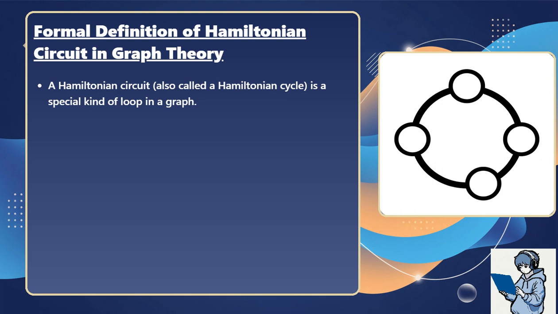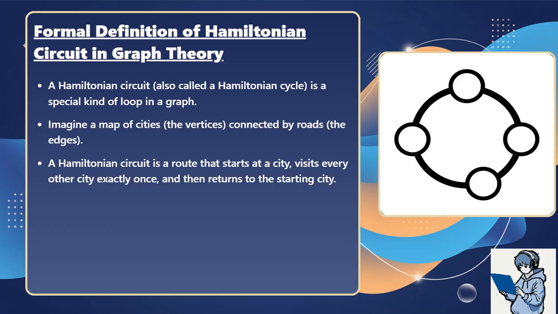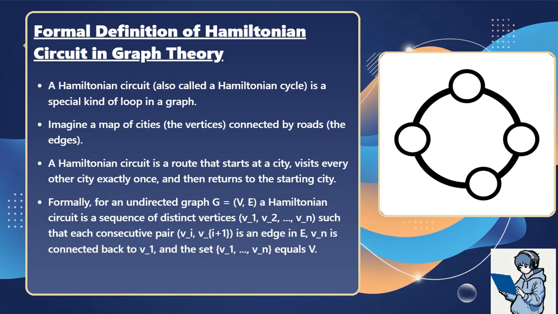A Hamiltonian circuit, also called a Hamiltonian cycle, is a special kind of loop in a graph. Imagine a map of cities, the vertices, connected by roads, the edges. A Hamiltonian circuit is a route that starts at a city, visits every other city exactly once, and then returns to the starting city.